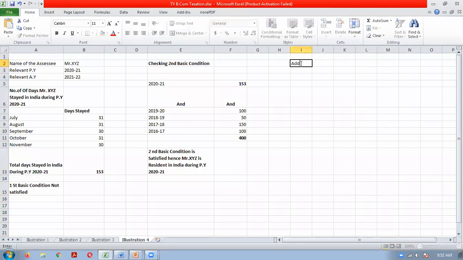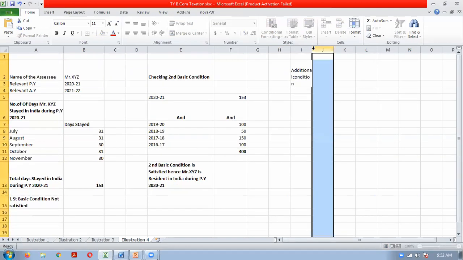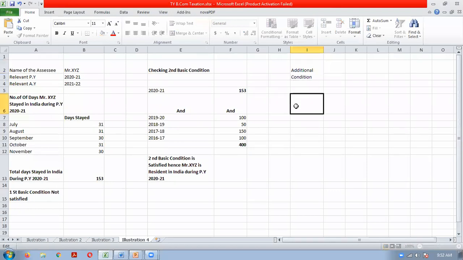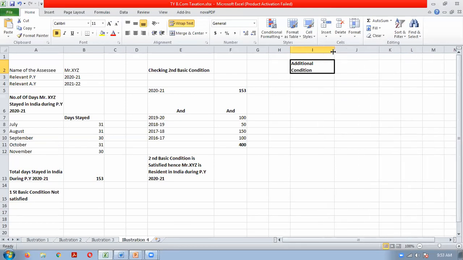Additional condition. We will apply the additional condition only if, by our basic condition, we get the answer as resident in India. Otherwise, we will not go for the additional condition, because here we have to check whether the person is an ordinary resident or not ordinary resident. That we should check only if he is a resident. So first the basic condition should be satisfied, then only we go for the additional condition. Two additional conditions are there.